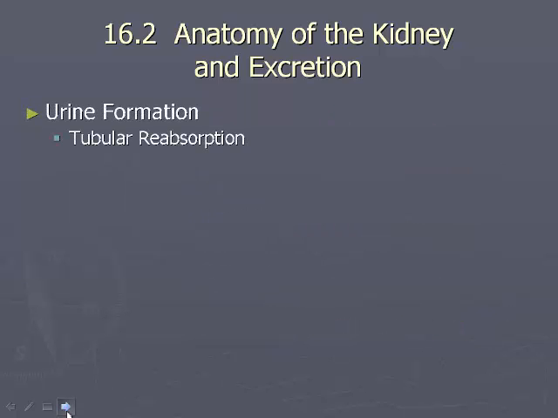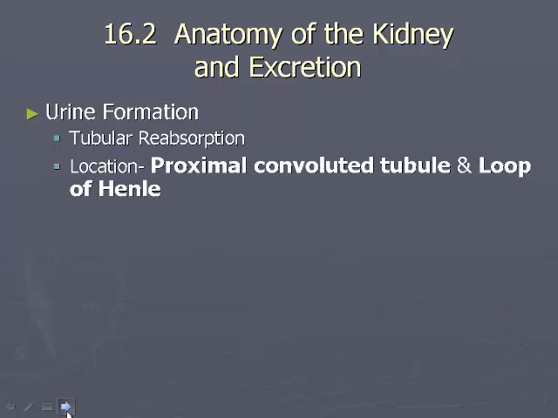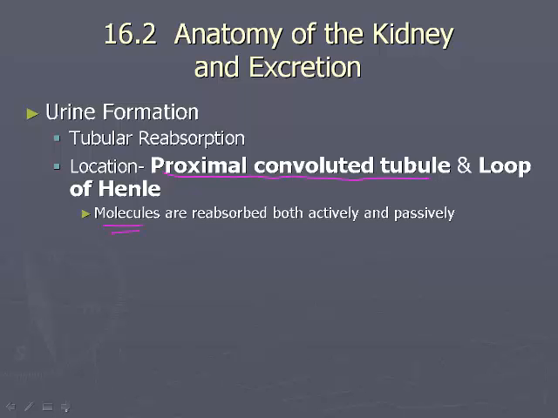So keeping on going, the next thing that happens in the nephron is tubular reabsorption. This happens in the proximal convoluted tubule and also a little bit in the loop of Henle. So what's happening here, molecules are being reabsorbed. These are things that actually came through the podocytes that we didn't really want to. They just came through based on their size. So it can be actively and passively transported out. Actively means energy, passively means no energy used.